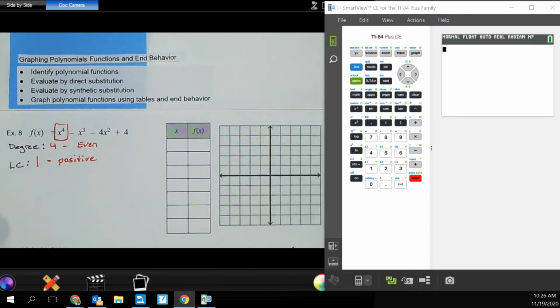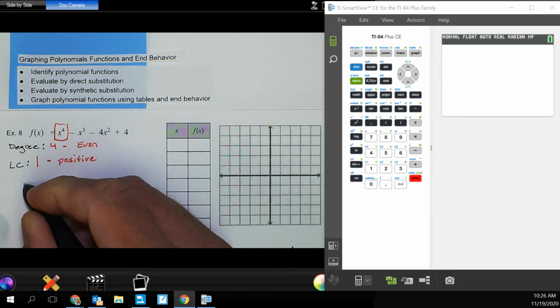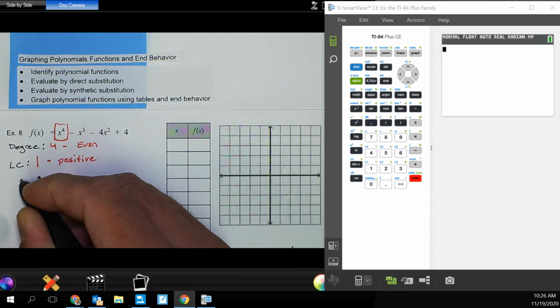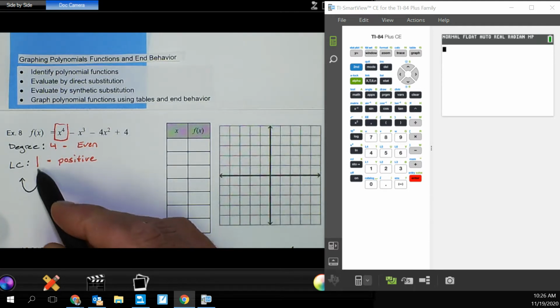So when we go to graph this, we should expect that because it's even, our end behavior is both going to finish in the same direction. We're not really sure what's going to happen in the middle, but our end behavior is going to finish in the same direction. It's going to go up because it's positive.